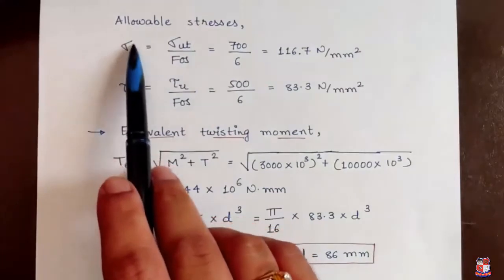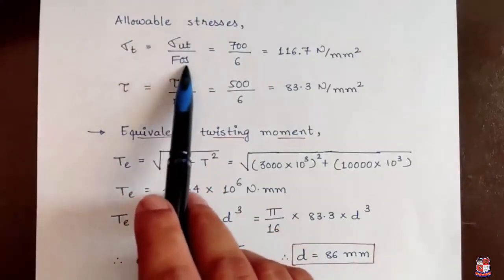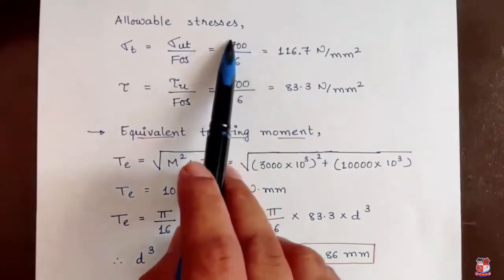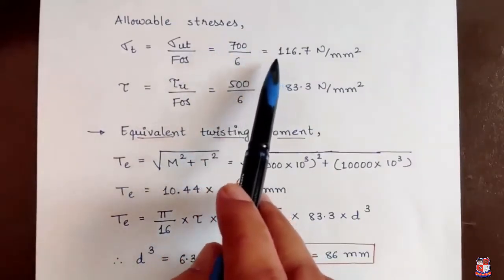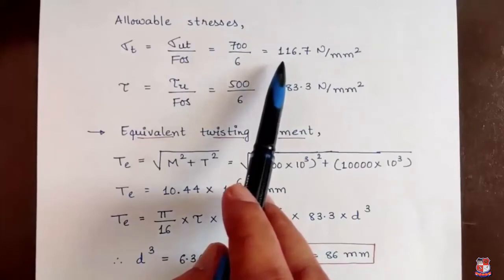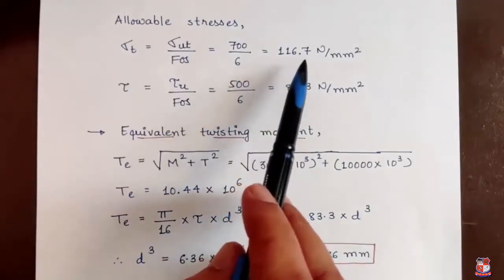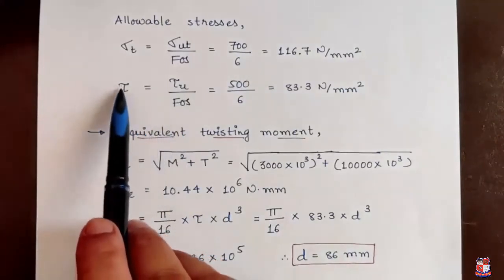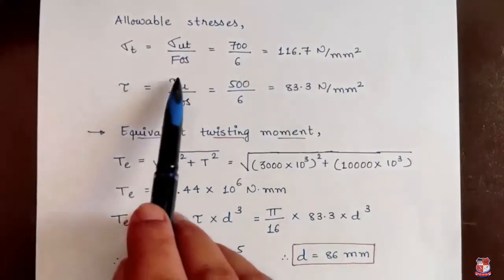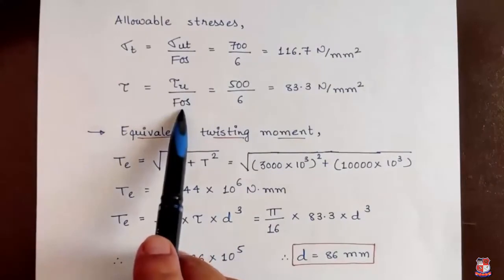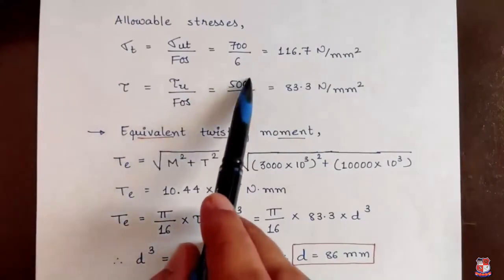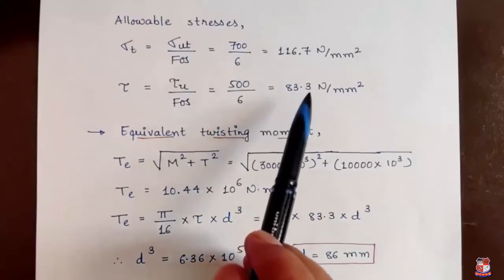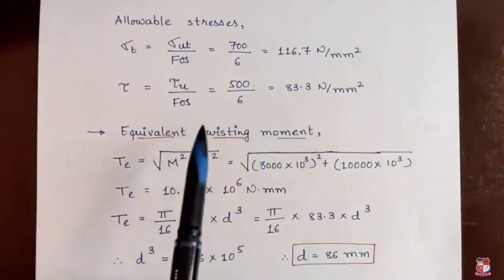So sigma T is equal to sigma Ut by factor of safety, that is 700 by 6. It is already given in data. So you will get sigma T is equal to 116.7 Newton per mm square. Now shear stress is equal to ultimate shear stress by factor of safety. So 500 by 6, finally you will get 83.3 Newton per mm square.